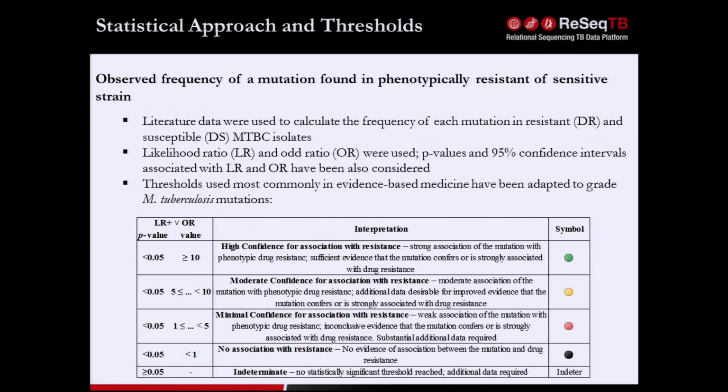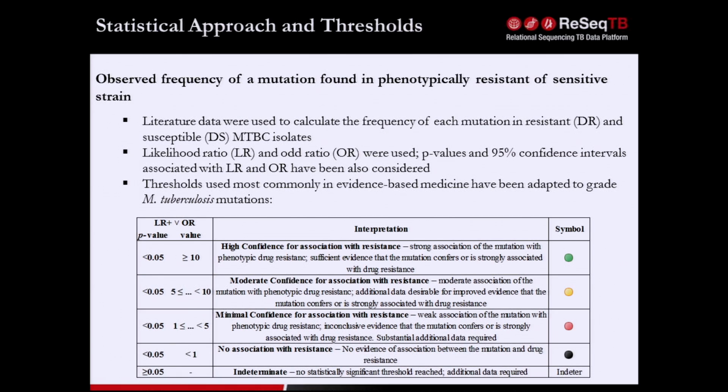If the likelihood ratio is between 5 and 10, we have moderate confidence. If the likelihood ratio is between 1 and 5, we have minimal confidence mutations. And if we have likelihood ratio below 1, we know that mutations are not associated with resistance. If we have not enough statistical power to discriminate what is going on, we have indeterminate mutations.